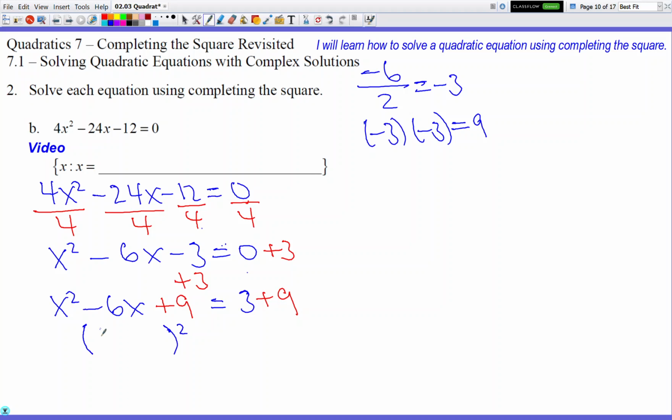So -3 makes 9 when I multiply. -3 makes -6 when I add.